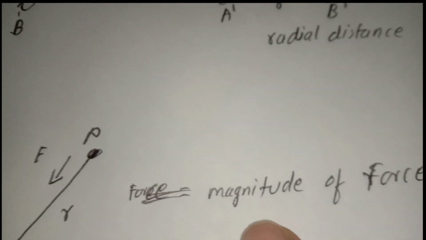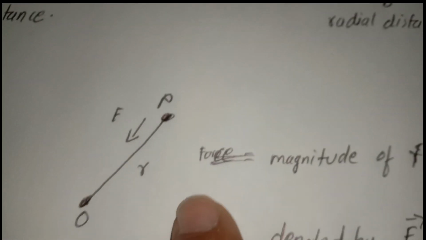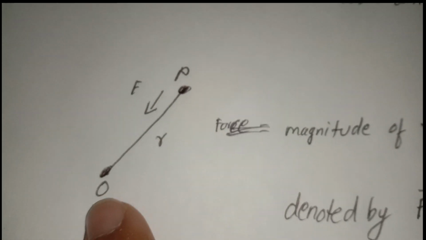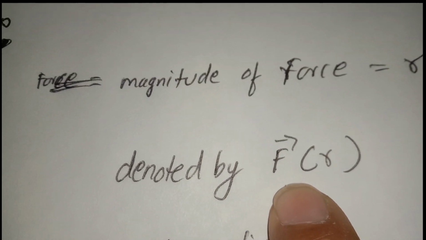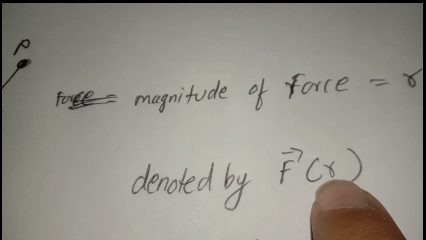Another key point: the magnitude of the central force is a function of the radial distance r from the point P to the point O. It is denoted by this because the magnitude of the force is dependent upon this, so we keep this as a function.